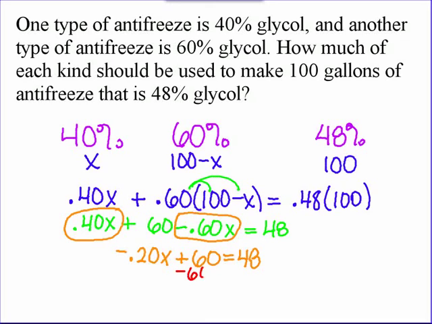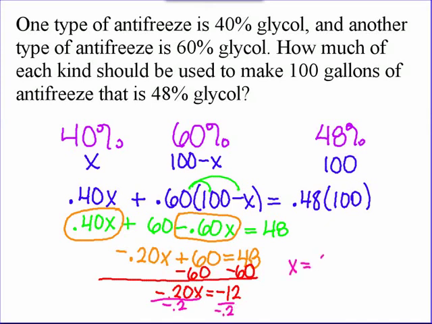So see all that equation stuff that we were doing? Yeah, you can see why. So on the left side, you are left with negative 0.20x equals negative 12. What do you do now? Divide by negative 0.2. And so what does x equal? 60.